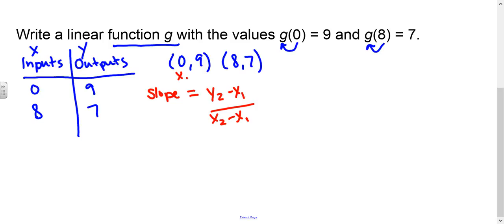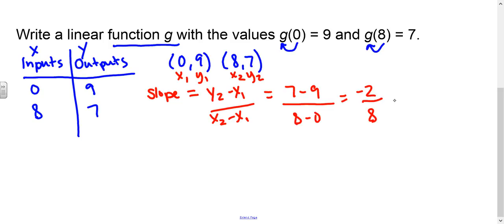So this would be x1, y1, and x2, y2. So I'm taking 7 minus 9, and I'm taking 8 minus 0. If I work that out, I would get -2 over 8, which can be reduced. We should always reduce. What number can both of these be divided by? Well, they can both be divided by 2. So -2 divided by 2 is -1, and 8 divided by 2 is 4. So my slope is -1/4. That's my m.